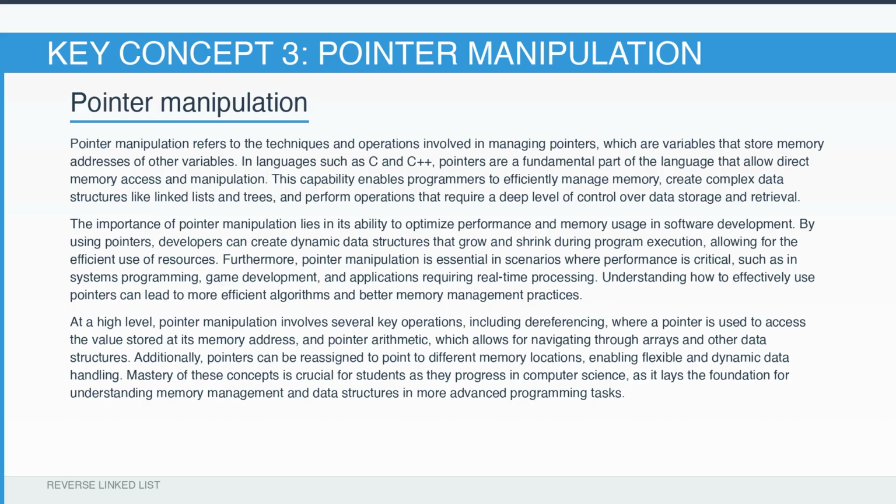At its core, pointer manipulation includes key operations such as dereferencing, accessing the value at a pointer's address, and pointer arithmetic, which allows for navigation through arrays and data structures. Pointers can also be reassigned to different memory locations, providing flexibility in data handling. Mastering these concepts is crucial for understanding memory management and data structures in advanced programming.